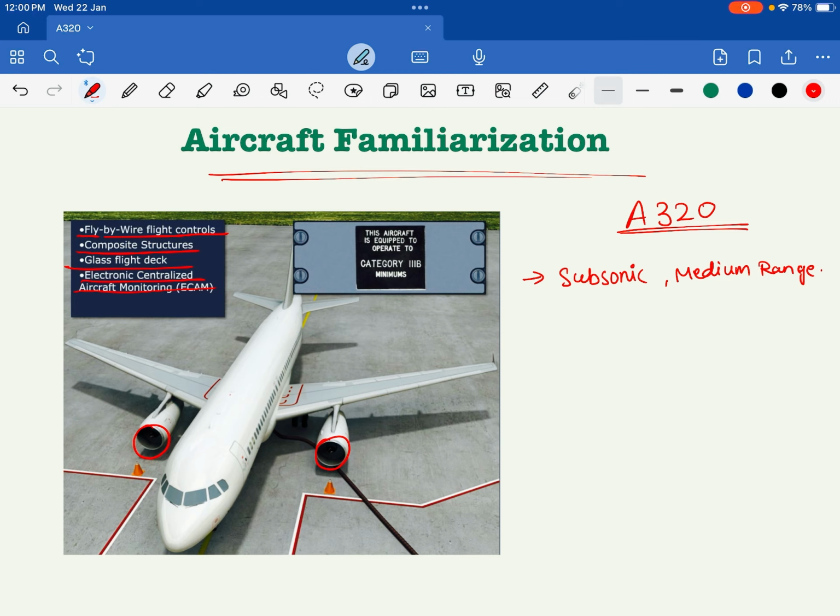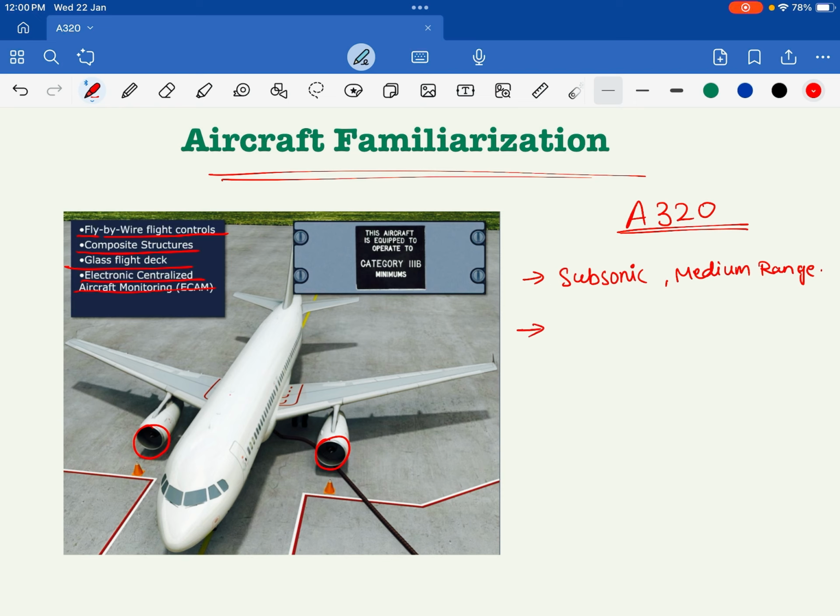So what is this ECAM? Basically, ECAM is a system which shows engine and system parameters. Okay, so ECAM has different functions. A very important function of ECAM is that it will show you the engine and system parameters. Second, it will alert the pilot of any malfunctions, and it will also give guidance to correct that malfunction. Okay, so as we go further with the chapters, you will get a better understanding of ECAM.